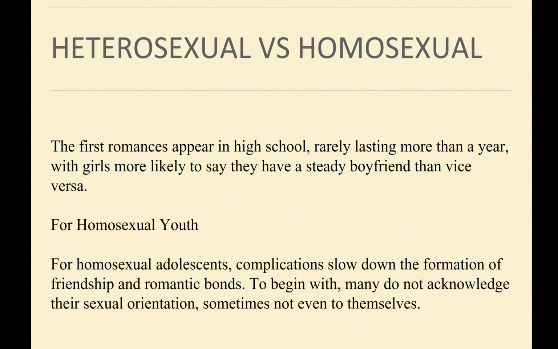Now, heterosexual versus homosexual relationships. Typically for heterosexual individuals, the first romances appear in high school, and they don't last very long. Less than a year, typically. They might even last one period. You're somebody's boyfriend or girlfriend in period one. By the time you get to study hall, you've broken up. It happens. And that's not that uncommon.